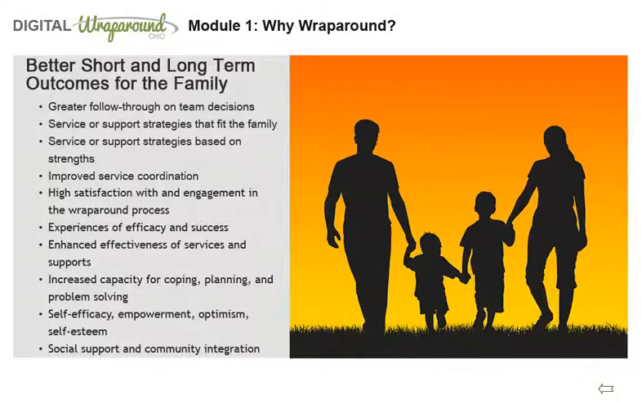When these aspects of the process are working together, it leads to a positive spiral of greater self-efficacy for the family being served. It has been shown that this has led to better outcomes in the short and longer term for the family. These include greater follow-through on team decisions, service or support strategies that fit the family, service or support strategies based on strengths, improved service coordination, high satisfaction with and engagement in wraparound process, experiences of efficacy and success, enhanced effectiveness of services and supports, increased capacity for coping, planning, and problem solving, self-efficacy, empowerment, optimism, self-esteem, social support and community integration.